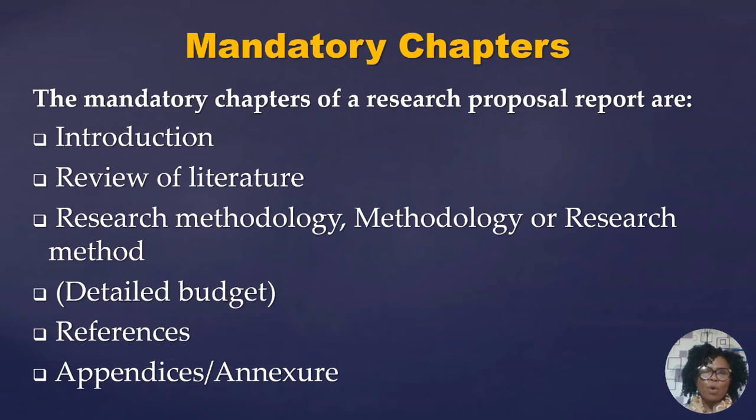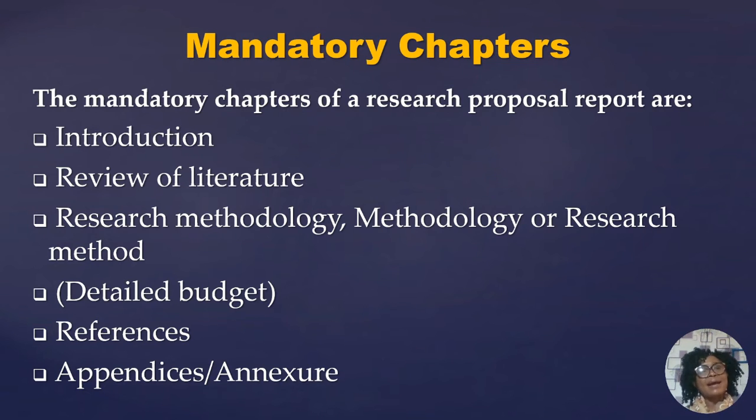If your research proposal is going to a donor agency or funding agency, you have to include a detailed budget and work plan. But if it is purely academic in a tertiary institution or university, this may not be necessary. Then your next mandatory chapter should be the references. References are inevitable and very important. Then the last expected in this proposal is the appendices, or what they call annexure.